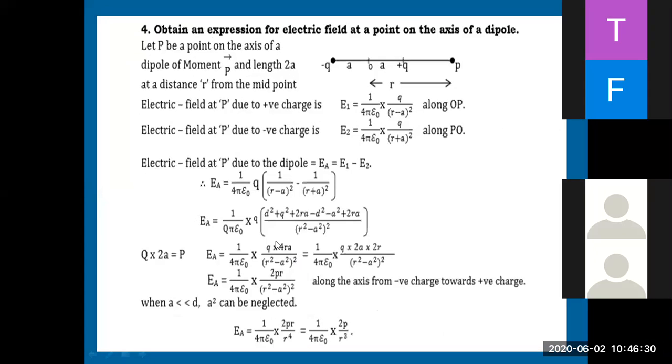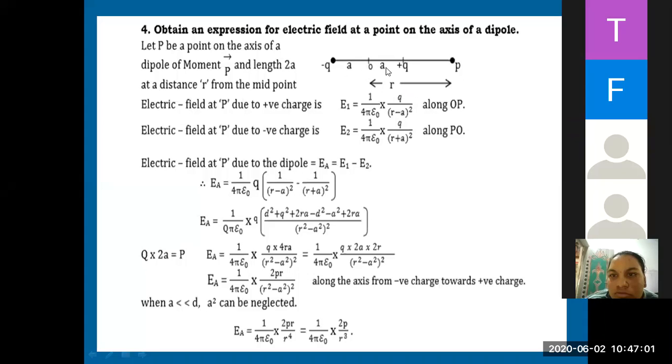So going to our next part, we will be deriving an expression for electric field at a point on the axis of a dipole. Now, what is a dipole? I already told you, two equal and opposite charges, or two equal and unlike charges separated by a small distance. We call it a dipole. Now, you can see here clearly this is plus q and this is minus q. So, they are equal and opposite. Distance of separation should be equal to 2a. This is the general condition for a dipole. The charges should be separated by 2a.